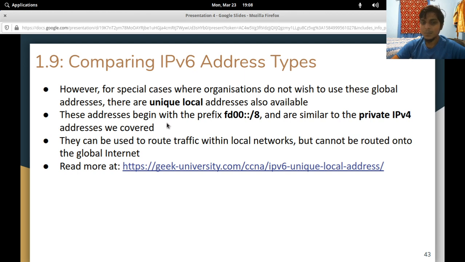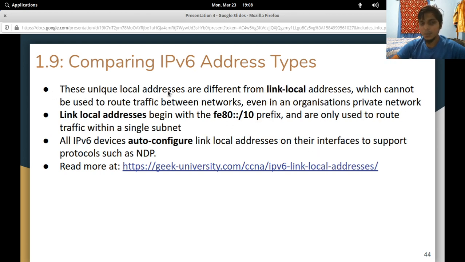So these addresses begin with the prefix FC00::/7, and they are similar to the private IPv4 addresses that we just covered. They can be used to route traffic within local networks, but cannot be routed onto the global internet. So just like private IPv4 addresses. So some more discussions on unique local addresses there.